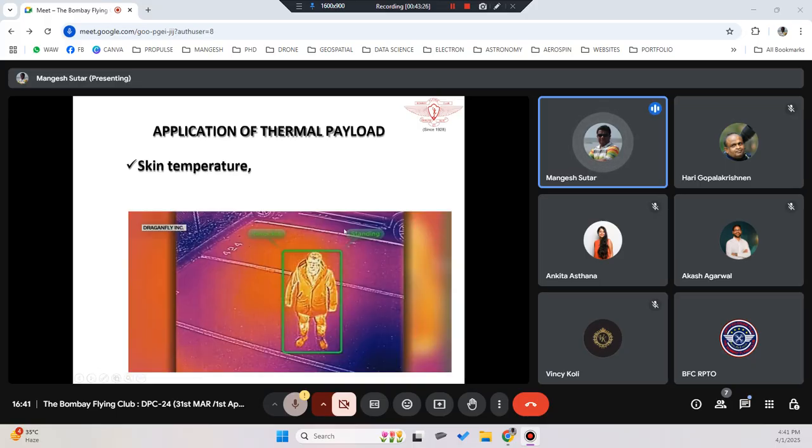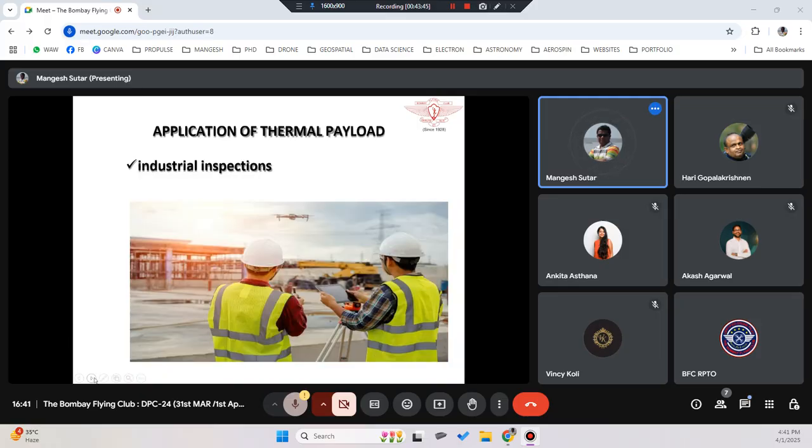Skin temperature we have seen, I told you about this, was very much in usage during the COVID times or during the pandemic times, where people were able to detect the temperature of a particular person, and then based on that they were confiscated or maybe put in quarantine at the airport itself.